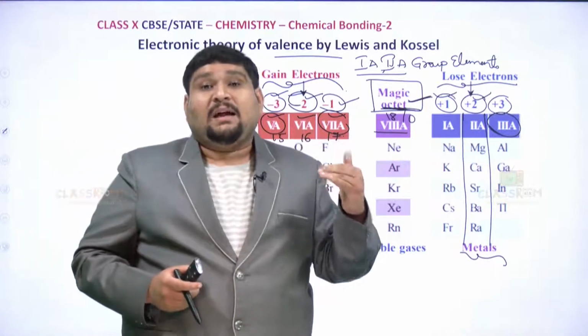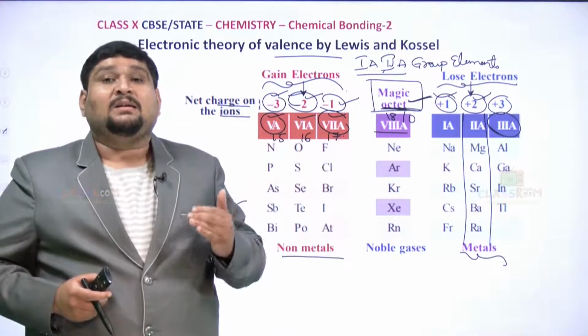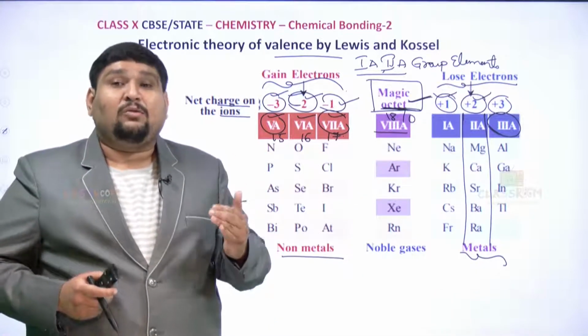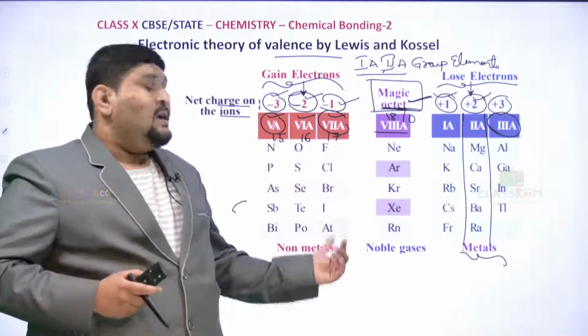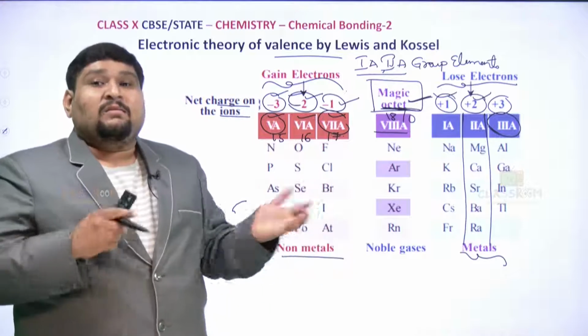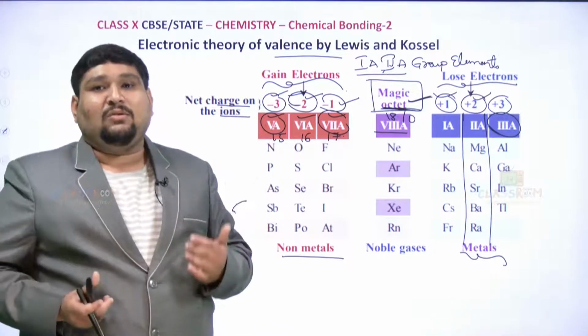So this is the basic idea behind the electronic valence theory, where we try to attain stability and satisfy the octet rule, either by gaining or losing electrons, by considering the metallic properties of metals and non-metals, where we see the capacity and tendency of losing and gaining electrons.